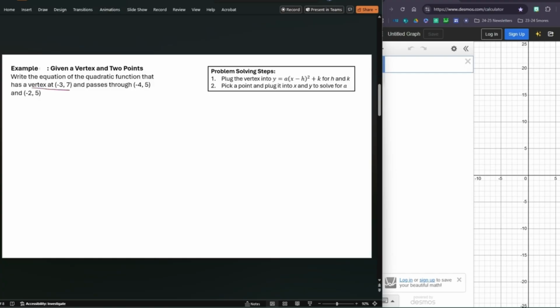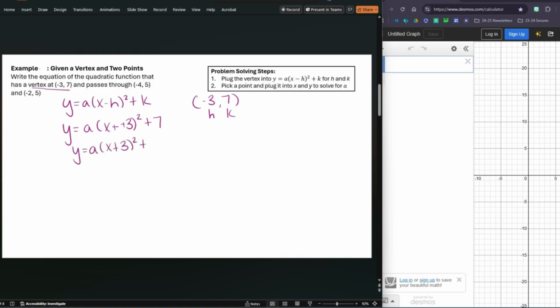So remember, if we write the equation in vertex form, which is y equals a times (x minus h) squared plus k, the vertex is going to tell us the values of h and k. So from that (-3, 7), we know that h is -3 and k is 7. So we can go ahead and plug that in. So we have y equals a times (x minus -3) squared plus k, which is 7. Well, that minus negative, I'm going to go ahead and turn that into a plus. So I have y equals a times (x plus 3) squared plus 7.